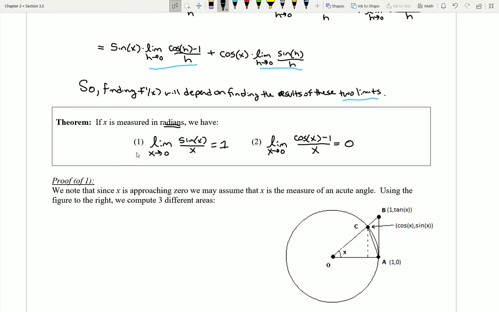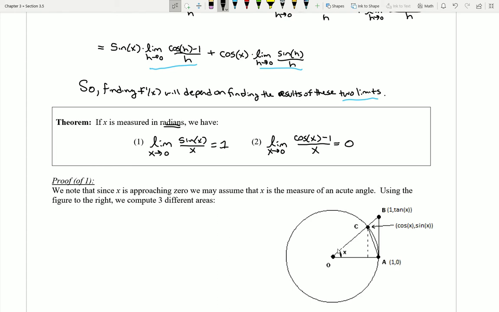So let's take a look here at the proof of number 1. And once we've actually proved that number 1 works, proving number 2 works is actually going to be really, really easy. So let's go ahead here and note the following. We're going to say that since x is approaching 0 in the limit here on number 1, we could assume for the moment that the angle of x is the measure of, say, some acute angle, that is a small angle, an angle less than 90 degrees, maybe one like pictured here in the picture.